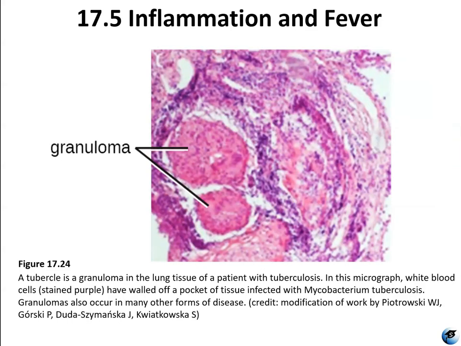A tubercle is a granuloma in the lung tissue of a patient with tuberculosis. So this here is a granuloma, a tubercle. A granuloma is the term for a small area of inflammation. A tubercle is a granuloma in lung tissue. And this is lung tissue taken from a patient that has tuberculosis. The purple things here are the white blood cells that have surrounded and walled off this granuloma. It is important to note that even though in this case they're calling this a tubercle and it's from a tuberculosis patient, granulomas occur in many other forms of disease besides just tuberculosis.